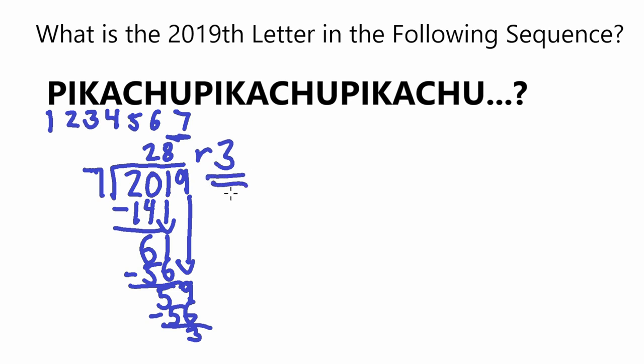And this is the important number that we're going to use, because we know that we are a remainder of 3 away from the U. So if we are 3 away from letter U, this is our letter U, so we would have P, I, so P is the first letter away, I is the second, and then K. This is the third letter away from our multiple of 7. So that means K is the 2019th letter in the sequence.